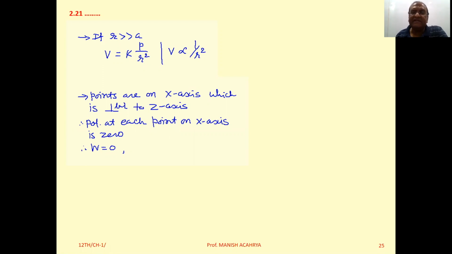Then it is asked if the path is not along the x-axis, will any change take place? No, because work done does not depend on the path. It depends only on the initial and final positions. Clear to all of you?